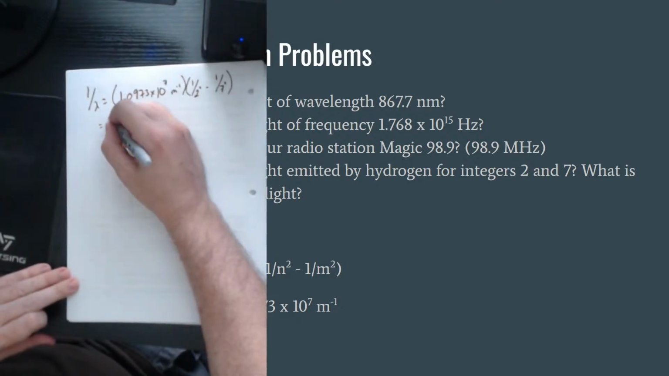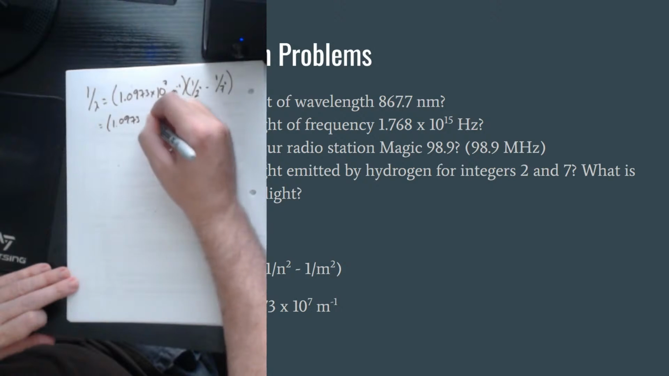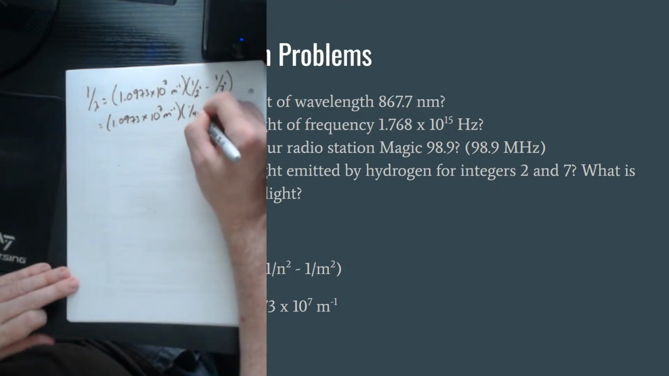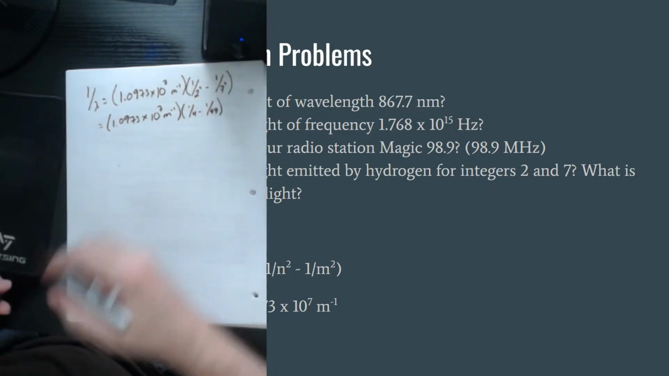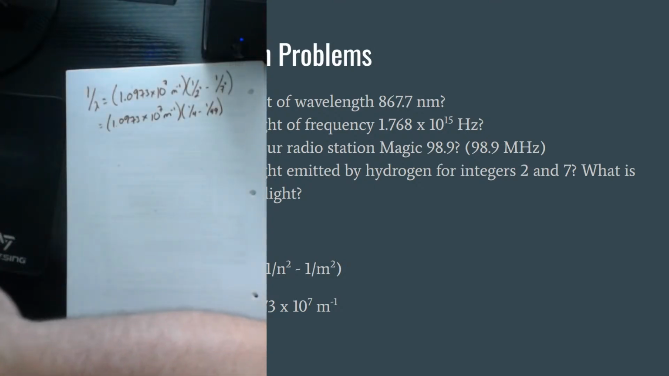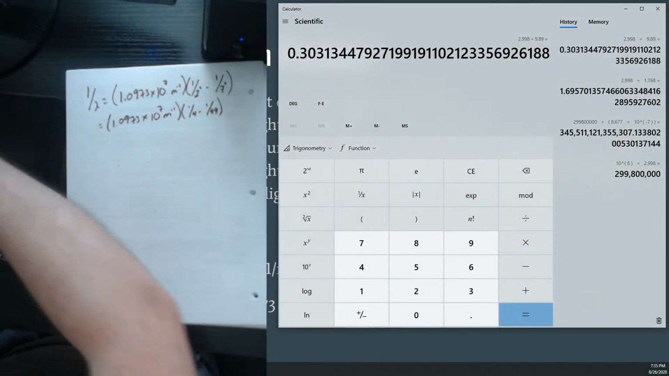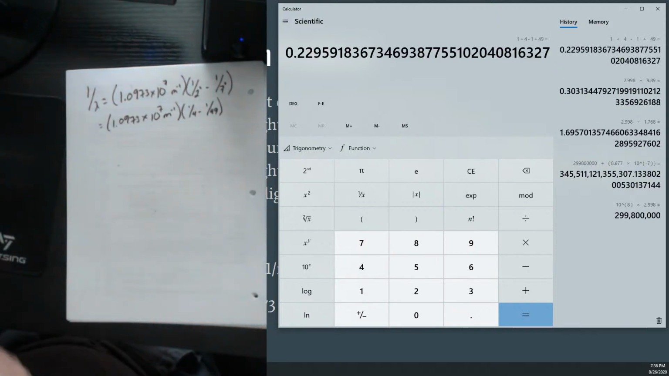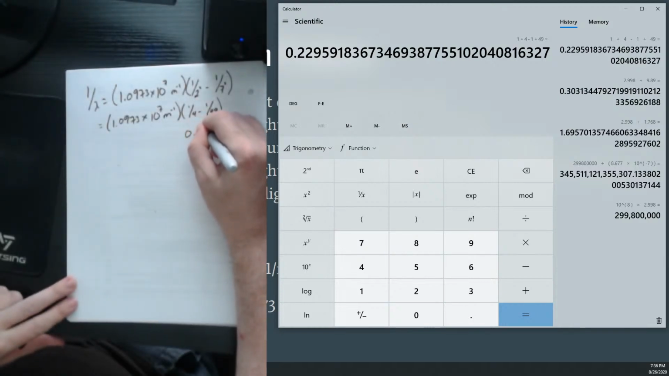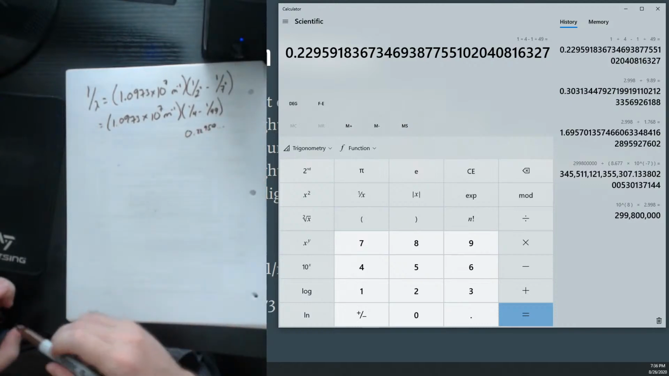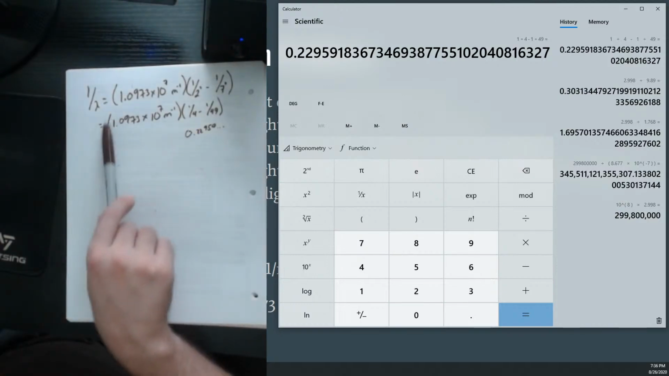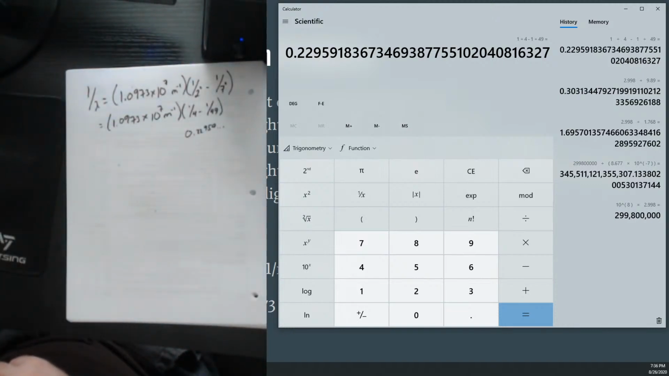Let's go ahead and do a bit more work. 1.0973 times 10 to the seventh per meter times 1/4 minus 1 over 49. All right. So open up our calculator right quick. 1 divided by 4 minus 1 divided by 49. So 0.22959... Those are integers, so they're exact numbers. So they have infinite sig figs, more or less. So our answer is going to be limited to the 5 significant figures that I provided for Rydberg.